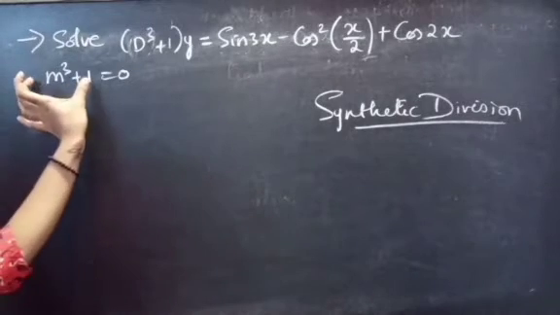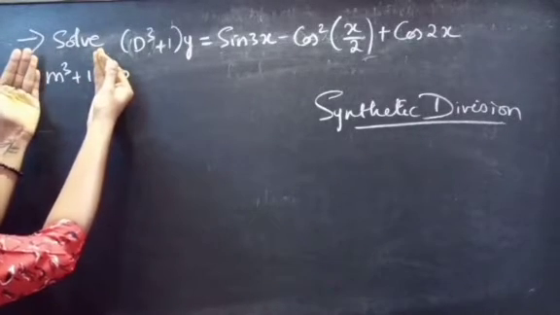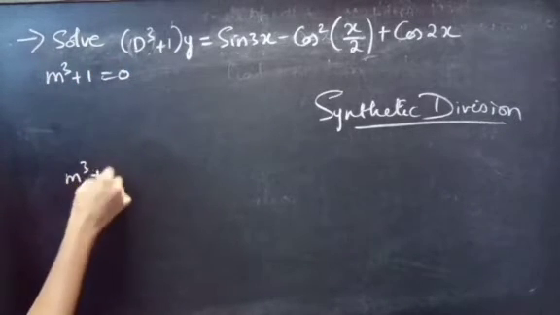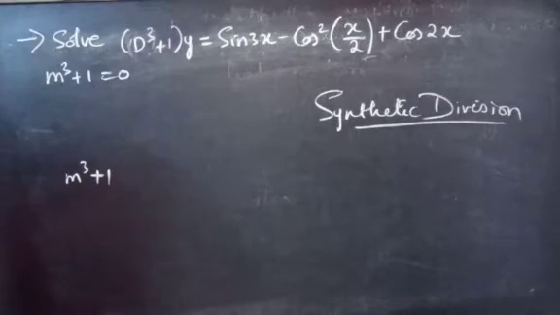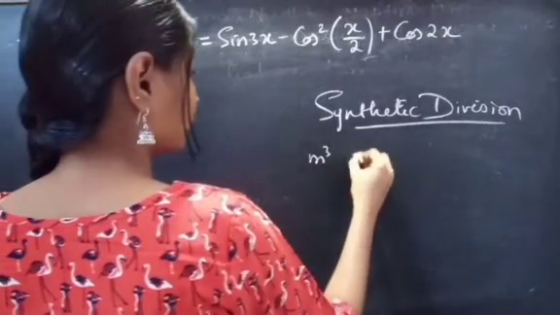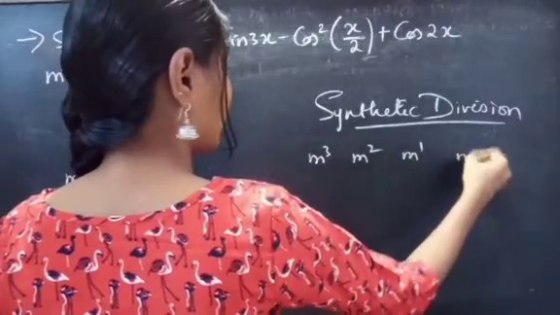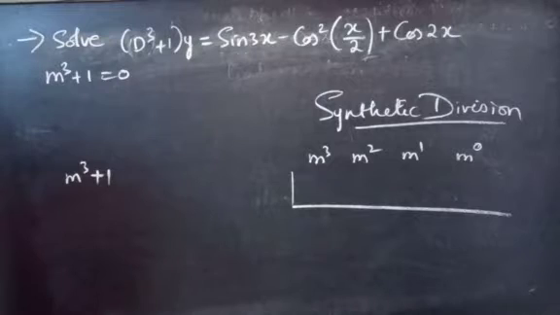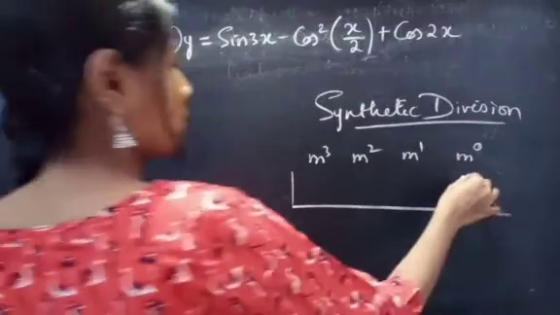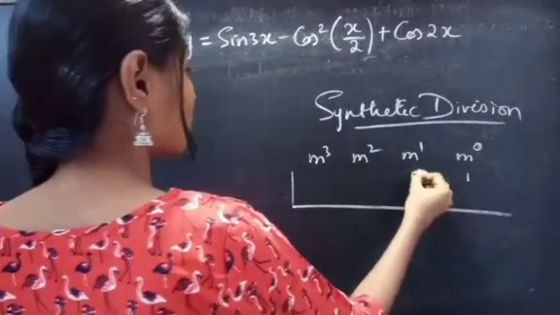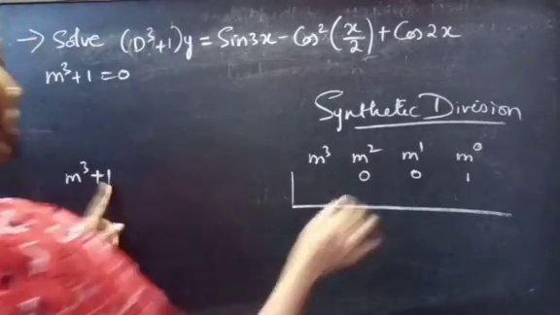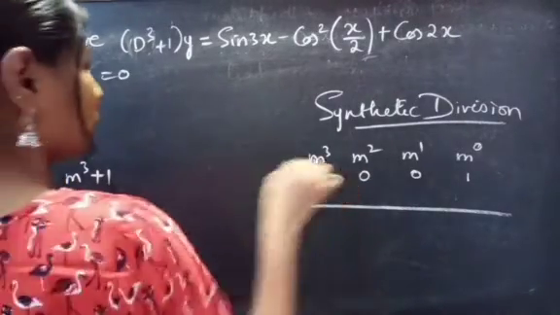Now we can find roots to this equation using the synthetic division method. So here we are having a polynomial. I'm just talking about the LHS part, m^3 + 1. Let's place the coefficients of m^3, m^2, m^1 and m^0. Coefficient of m^0 is 1, coefficient of m^1 is 0, coefficient of m^2 is 0, and coefficient of m^3 is 1.